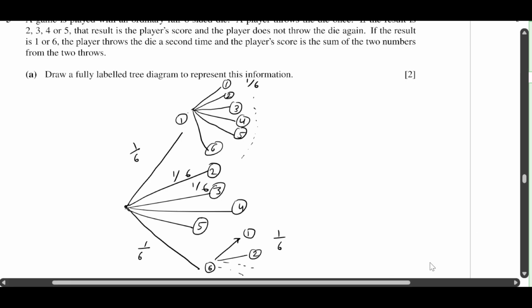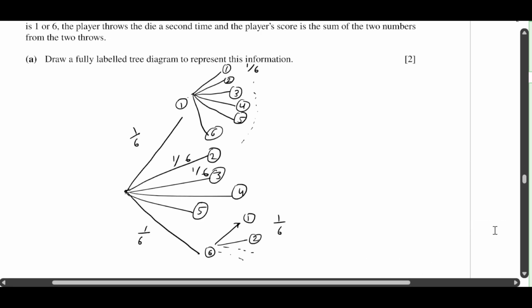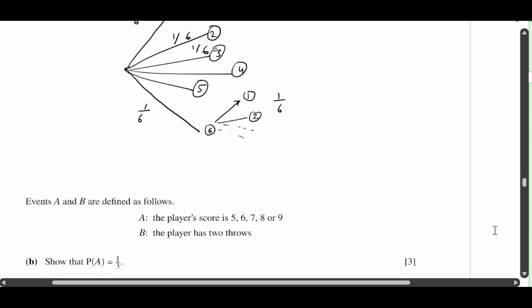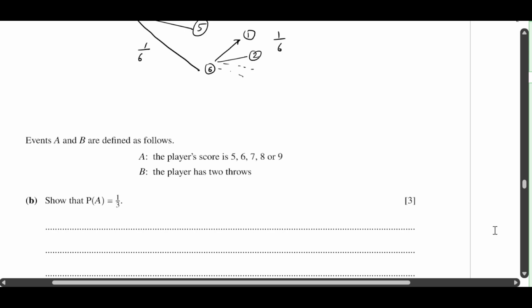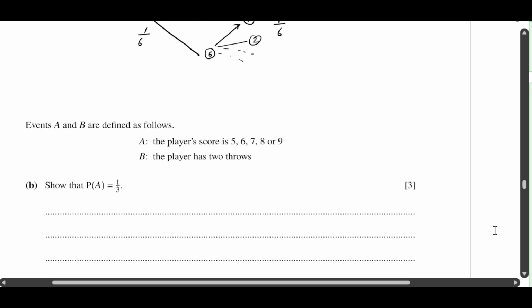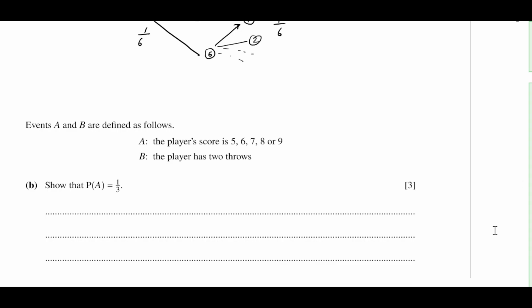Now, what problem is asked here? Events A and B are given. Event A is defined as: the player's score is 5, 6, 7, 8, or 9, and event B: the player has 2 throws.